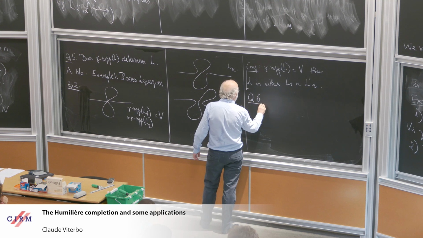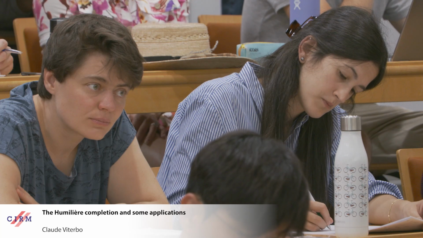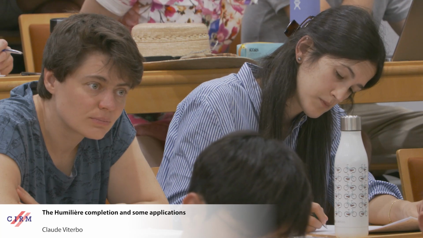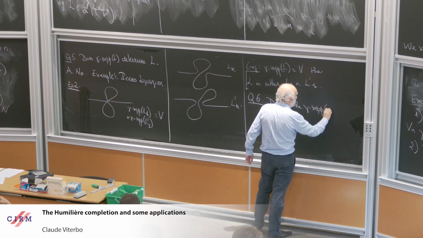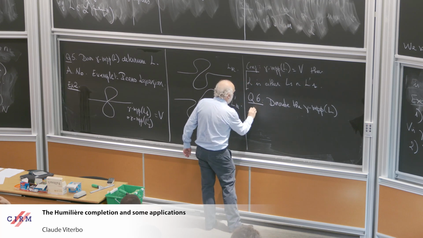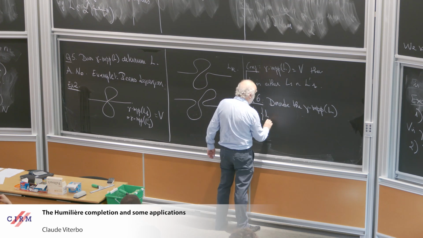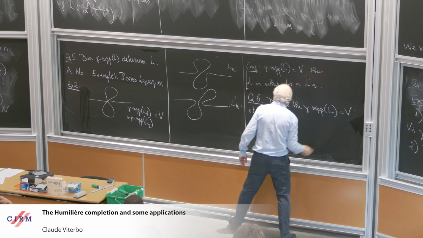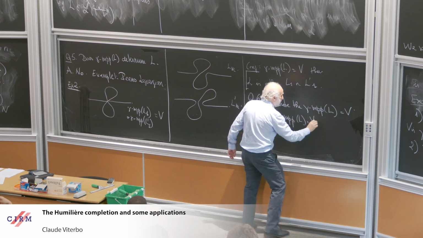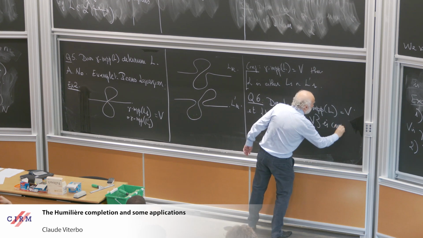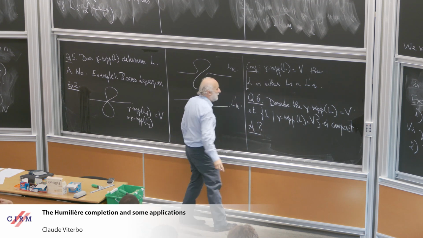And there's a question. So far I was quite well organized, I only asked questions I could answer, but now there's a question I cannot answer, and it says: describe the set of gamma support of L such that the set of L, so is V. So the set of L such that the gamma support of L is V is compact. And the answer, I have no idea.